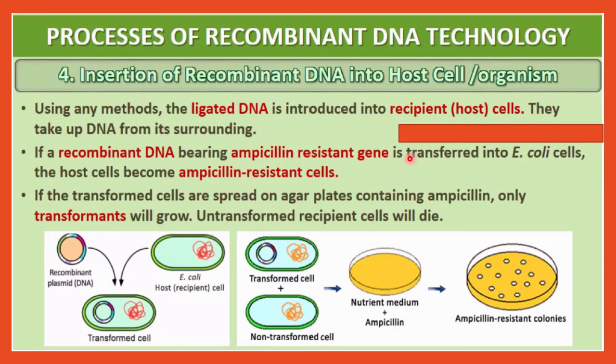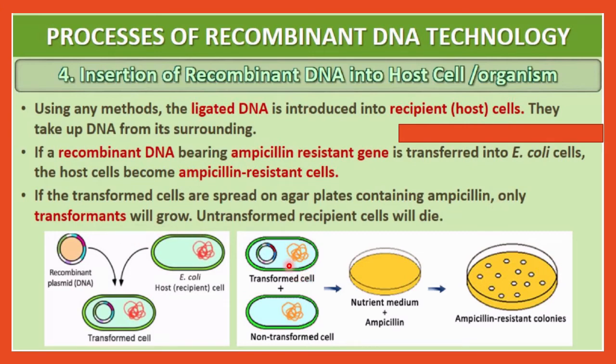So it is transferred into an E. coli cell, and the host cell becomes ampicillin resistant. If the host cell becomes ampicillin resistant, not tetracycline resistant, then you can definitely say that this cell is transformed. And if the transformed cells are spread on the agar plate containing ampicillin only, the transformants will grow.